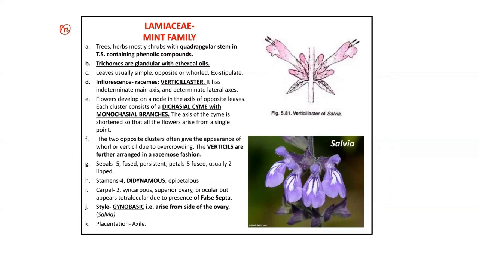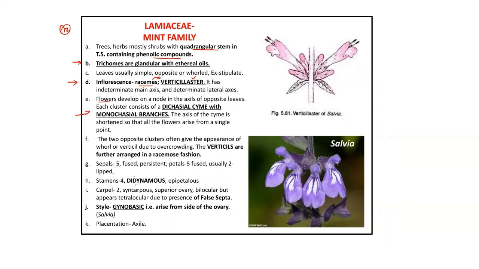Now this has got a stem which is quadrangular stem, and if we cut out TS of that stem, we will find phenolic compounds. Then trichomes are also present. Trichomes are glandular with ethereal oils. Then we talk about inflorescence, which is racemes, or verticillaster. Okay, so this is the second name for the racemes, or the verticillaster. So that is important. Then dichasial cyme with monochasial branching. That is also important, that we see inside the flower. Just go through this, and that is important.